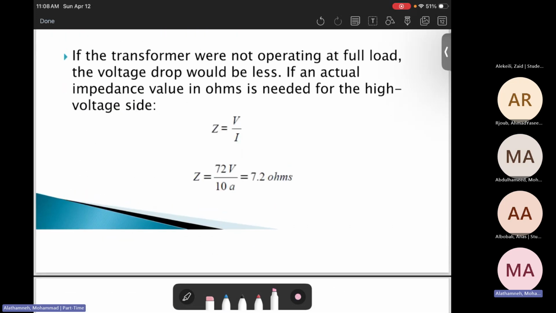Okay, if the transformer is not operated at full load, then the voltage drop will be less, so the voltage drop might not be sufficient to determine it. What we need to do is measure how much current there is. Then you can say Z equals the voltage drop divided by the current. Then we can use it as impedance in ohms.